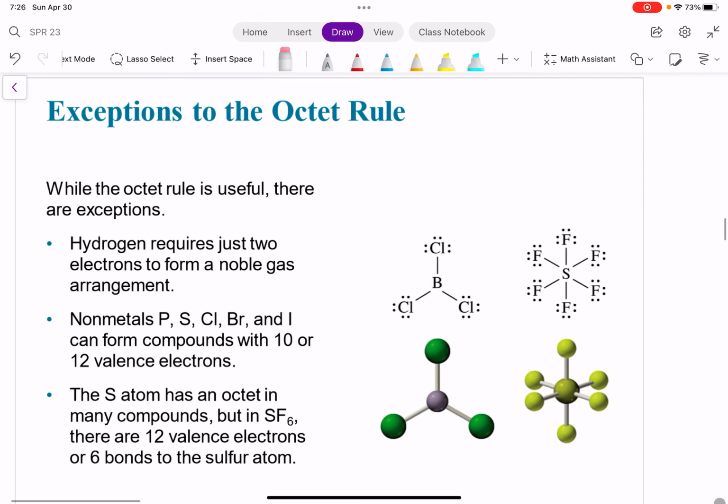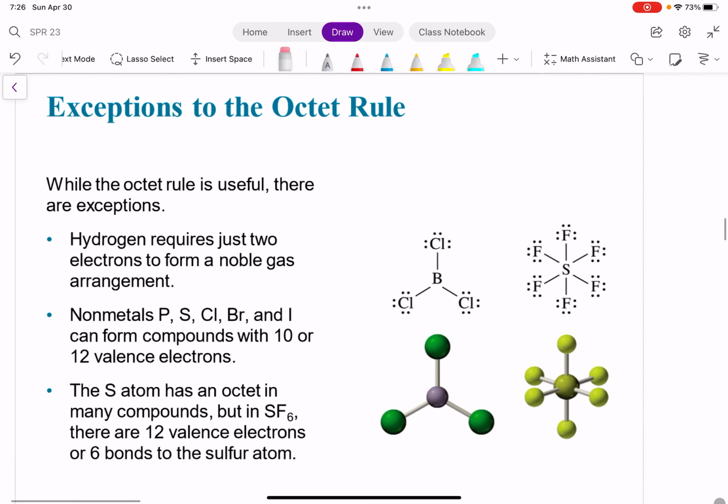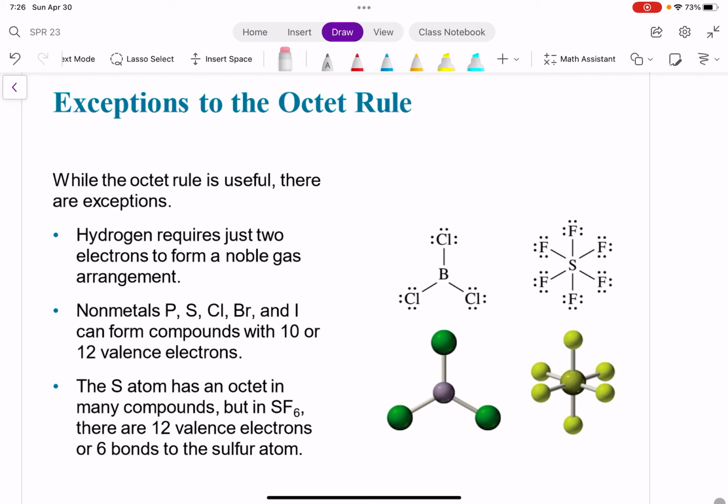All right. So while the octet rule is very useful, there are some exceptions. Like we've seen this several times, hydrogen only requires 2 electrons to form a noble gas arrangement, right? It just wants to be like helium. And then there are some nonmetals, for instance, phosphorus, sulfur, chlorine, bromine, and iodine, that can form compounds with 10 or 12 valence electrons.